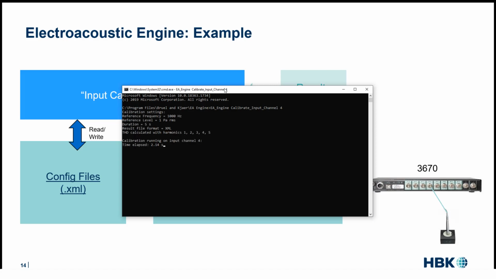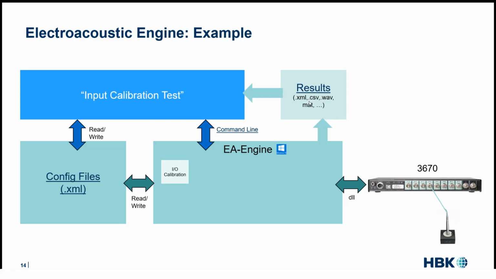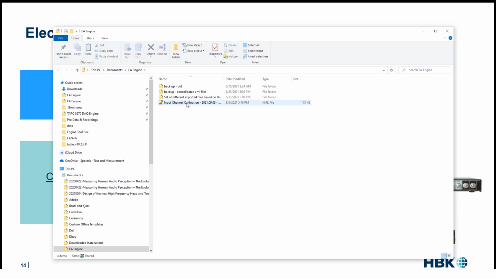After the 5 seconds, the engine will calculate everything for me. So I can read directly here on the prompt that I have a sensitivity of 10.93 millivolt per Pascal. That sensitivity is now in an XML file, and my test results now include my FFT analysis. You can see that here.